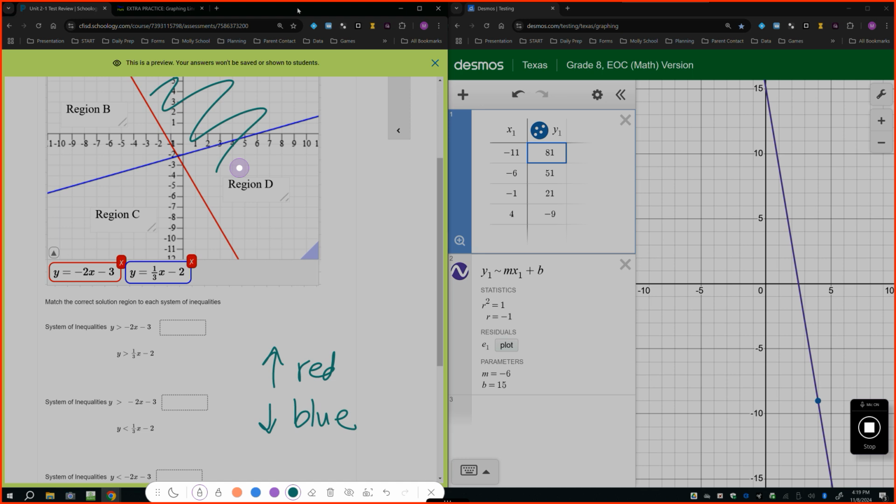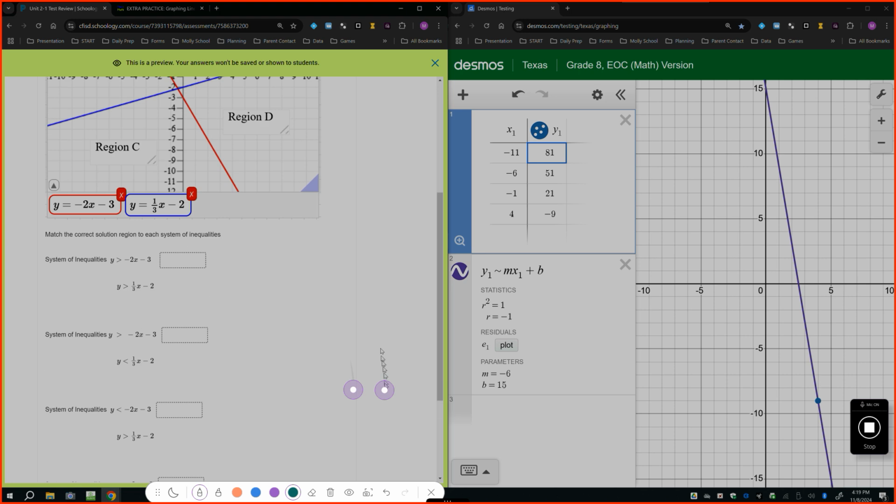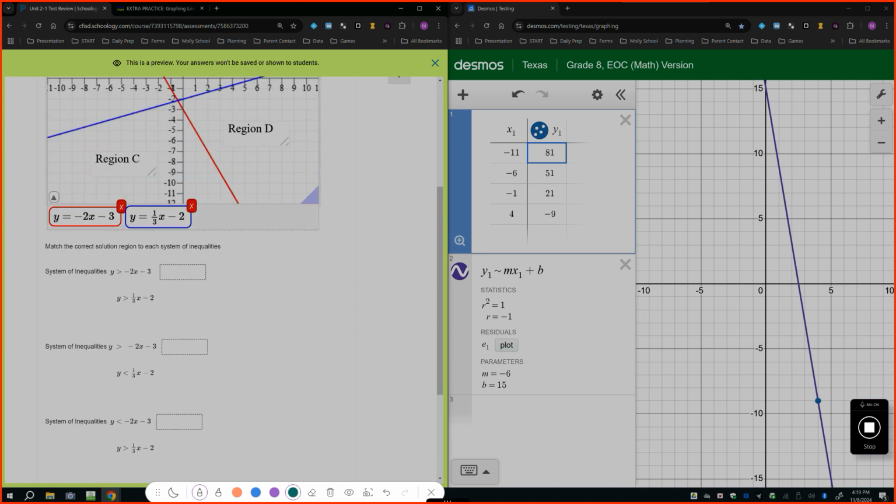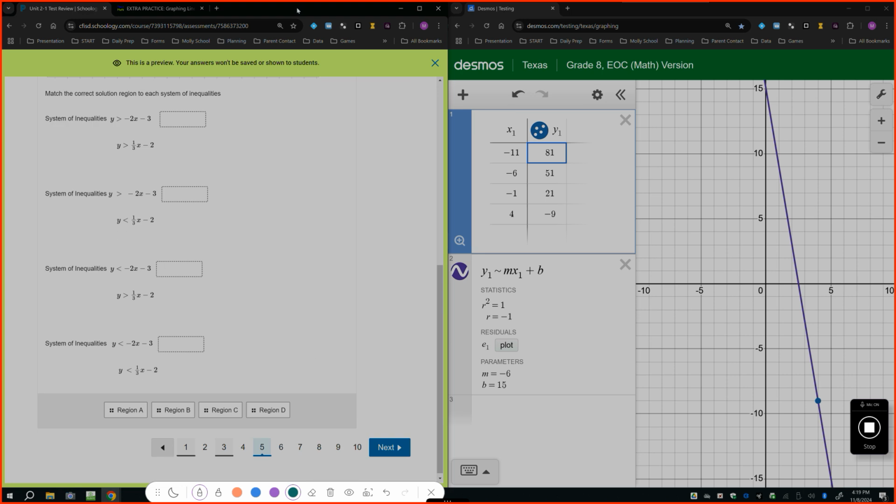Well, above the red, below the blue, that's region D. Okay? Let's look at this last one here. Well, let me do the other two. Okay, so for this one, I'm just going to sketch the graph because I don't want to have to keep scrolling. So pretend this is my graph, and then I've got something like that, right?